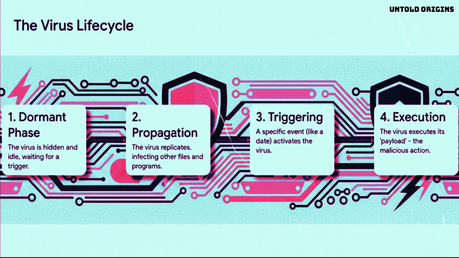Third, something has to trigger it. Could be a specific date, could be the 50th time you open an app. And finally, you get to the execution phase. This is the main event. This is when the virus delivers its payload, which is just a fancy term for the malicious part. Whether that's displaying a message or deleting all your files.